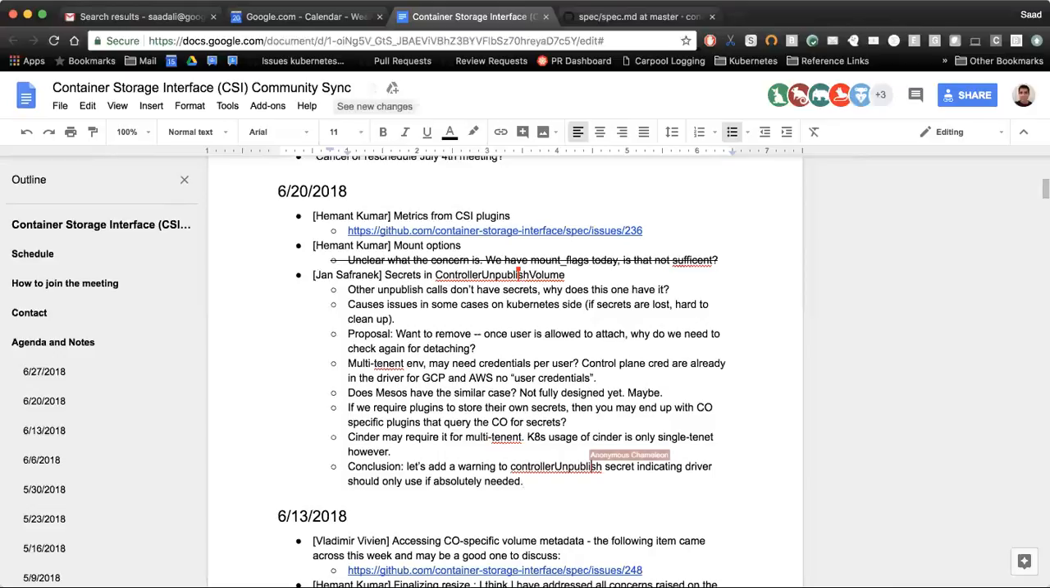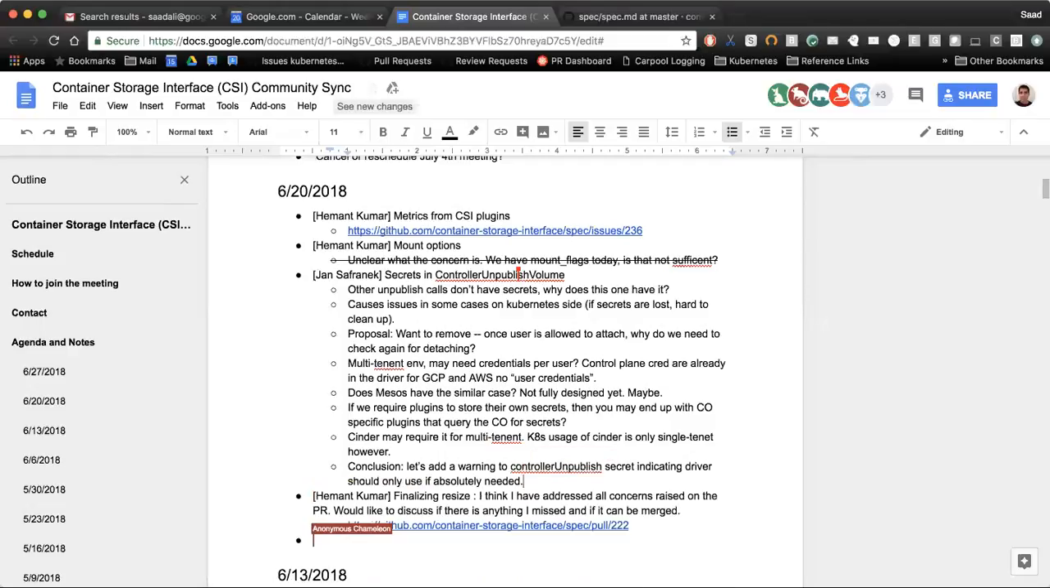Okay, so are there any objections against just adding a warning to the existing controller unpublished, indicating that it should only be used if absolutely needed, and if it is used, it may not be passed in, and unpublished could get stuck? Jan, are you okay with that? Yeah, I'm fine. Okay. All right.